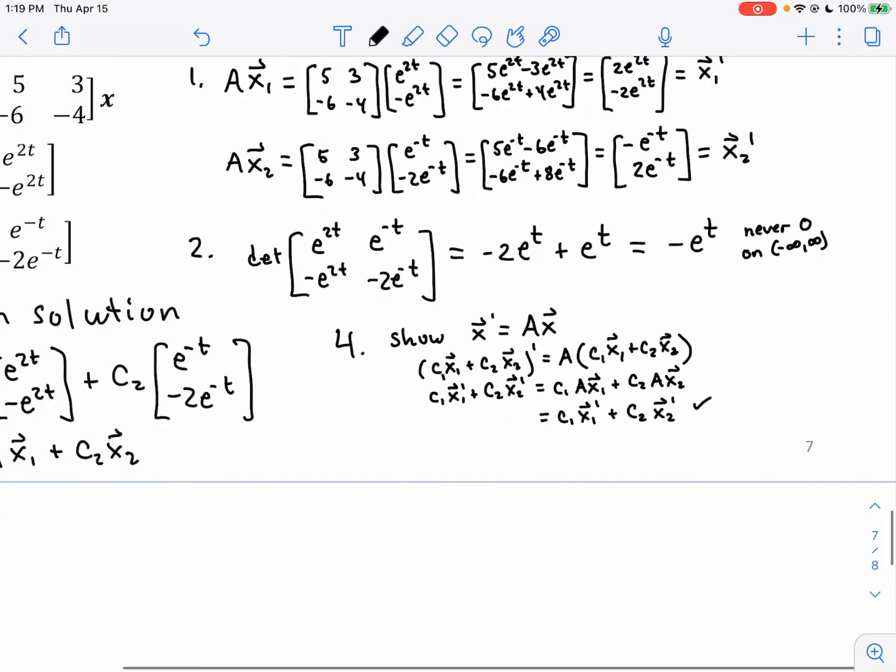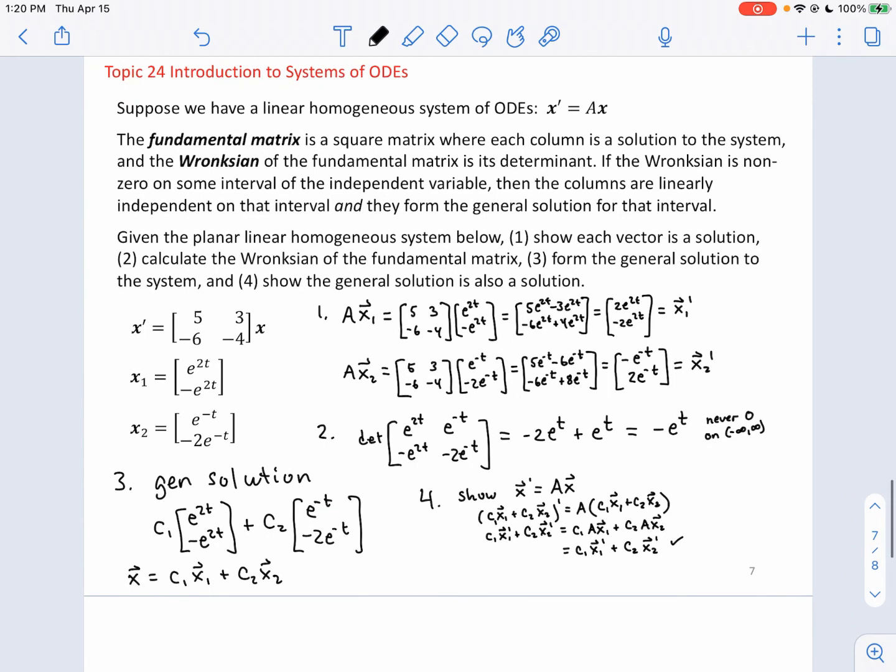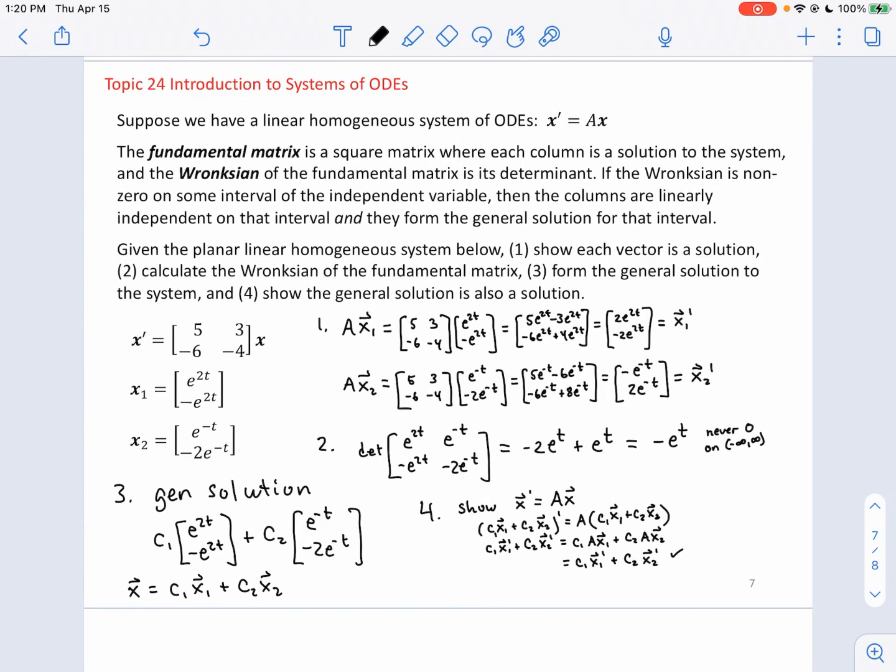Check. This really just shows that this is the way that you would show in general that if you have two solutions to a homogeneous linear system of equations, then any linear combination of those solutions will also be a solution to the homogeneous linear system of ODEs. All right, there's a lot of material here in this topic, so feel free to watch this video again as necessary to get these ideas internalized.